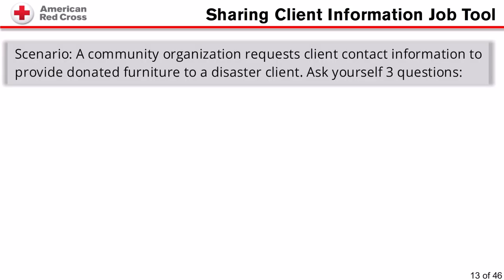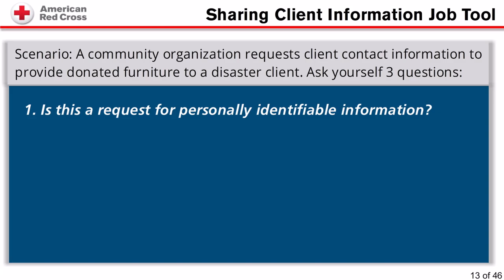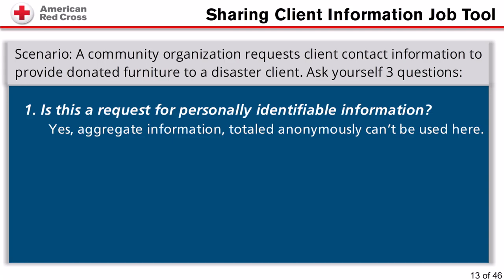Let's review some examples of how to handle the sharing and privacy of client information. Let's say a community organization requests client contact information to provide donated furniture to a disaster client. Ask yourself 3 questions. Is this a request for personally identifiable information? The answer is yes. Aggregate information totaled anonymously from many clients can't be used here.